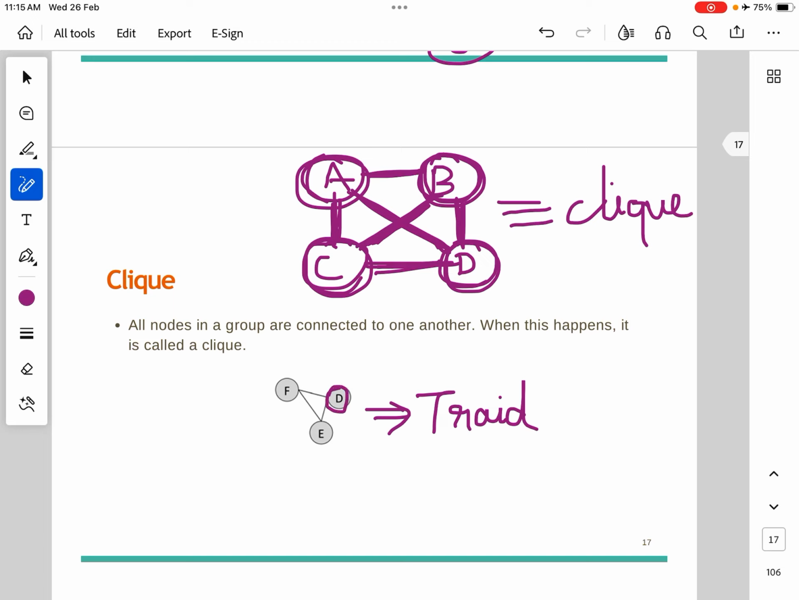Here also, if you see, D is connected with F and E. E is connected with all the nodes in the network, that is D and F. F is connected with all the nodes in the network, that is D and E. So one node should be connected with all the nodes in the network. In simple words, all the nodes in the network should be connected with every other node in the network. That's when you form a clique structure.